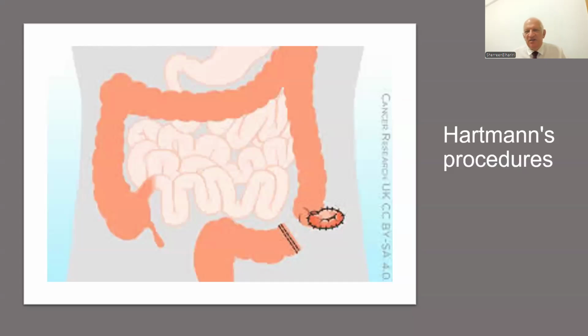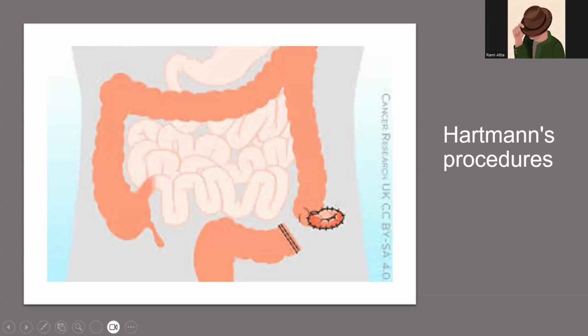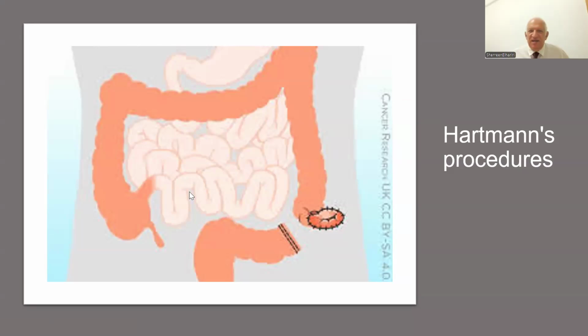If the patient has had a Hartmann procedure and has a fever, what's your diagnosis? Dr. Rami, if you remember. I think chest infection, pneumonia, or pulmonary embolism. Okay. Never anastomotic leak, because we don't have an anastomosis.